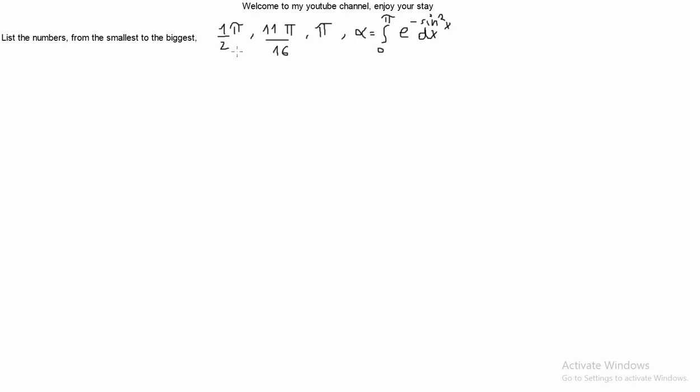Of course, you can maybe say we can take a calculator or something, but it's not fair. And I don't think this integral can be calculated exactly. So let's approximate the integral.